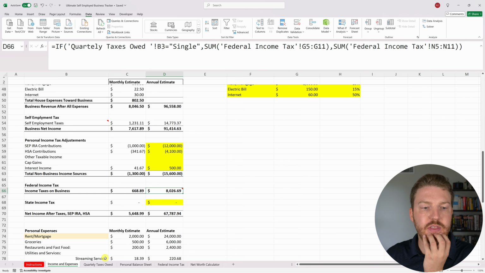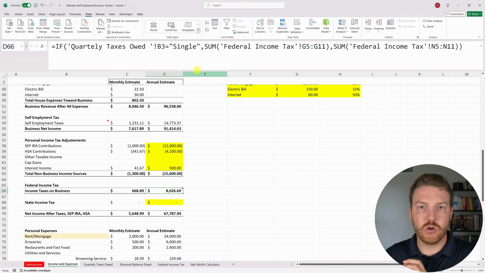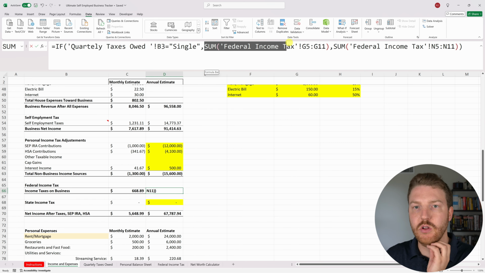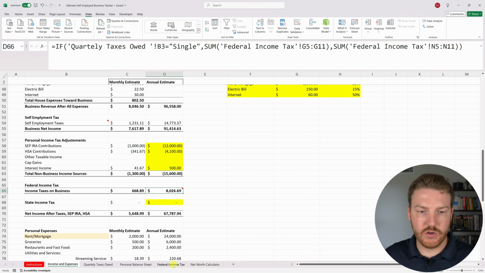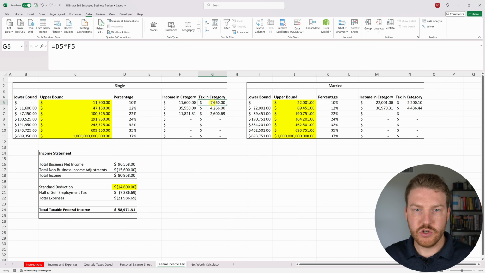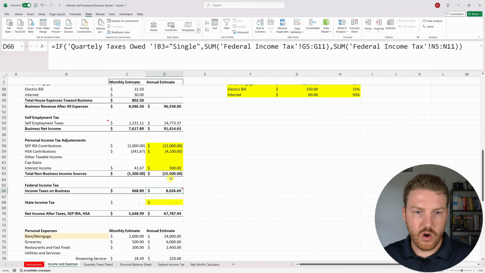So we're saying if this value right here is single, then we're going to go over to the federal income tax and sum G5 to G11. Now, if we go over to federal income tax and sum G5 to G11, we figure out that this is the total amount we would pay in our federal income taxes as a single person, which is this $8,026 we see right over here.